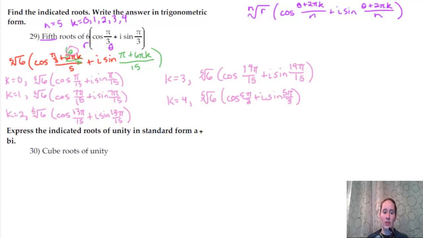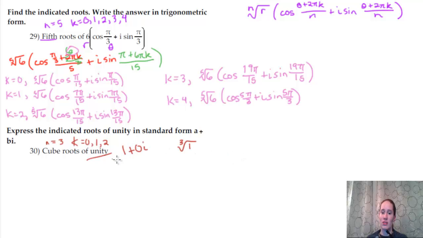Okay, 30. We've got cube roots of unity, and so remember, unity is talking about the number 1, which in standard form for a complex number is 1 plus 0i. So we're basically doing what we did here on 29, but we do have to know that extra information there. We're finding the cube root, so that's only 3. Our k will be 0, 1, and 2. Plug into our formula and get the third root of 1.